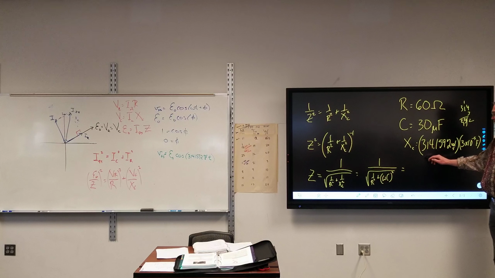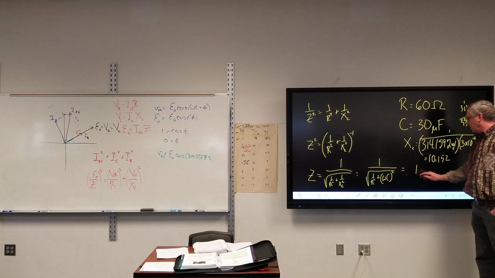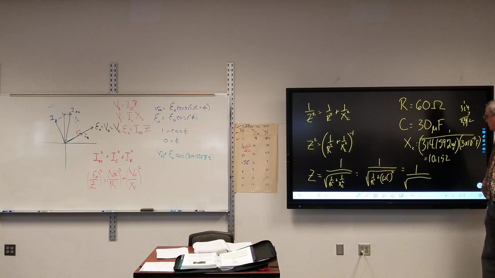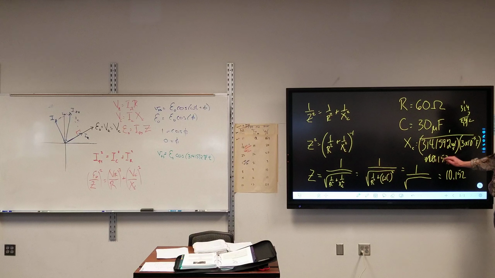All right, so now, given that, 10.152, so we end up with 1 over the square root of something still. No, that's what I got for the entire thing. Oh, for the entire impedance. The impedance is 10.152. Units? What are the units of impedance? Ohms.